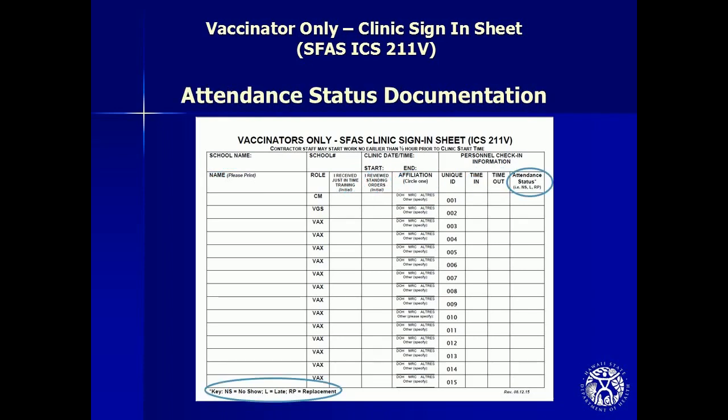The attendance status column must be completed by the clinic manager or vaccine group supervisor to document staff who are late, no-show, or a replacement staff. In the lower left-hand corner is a key that contains abbreviations of attendance status terminology, such as L for late, or NS for no-show.